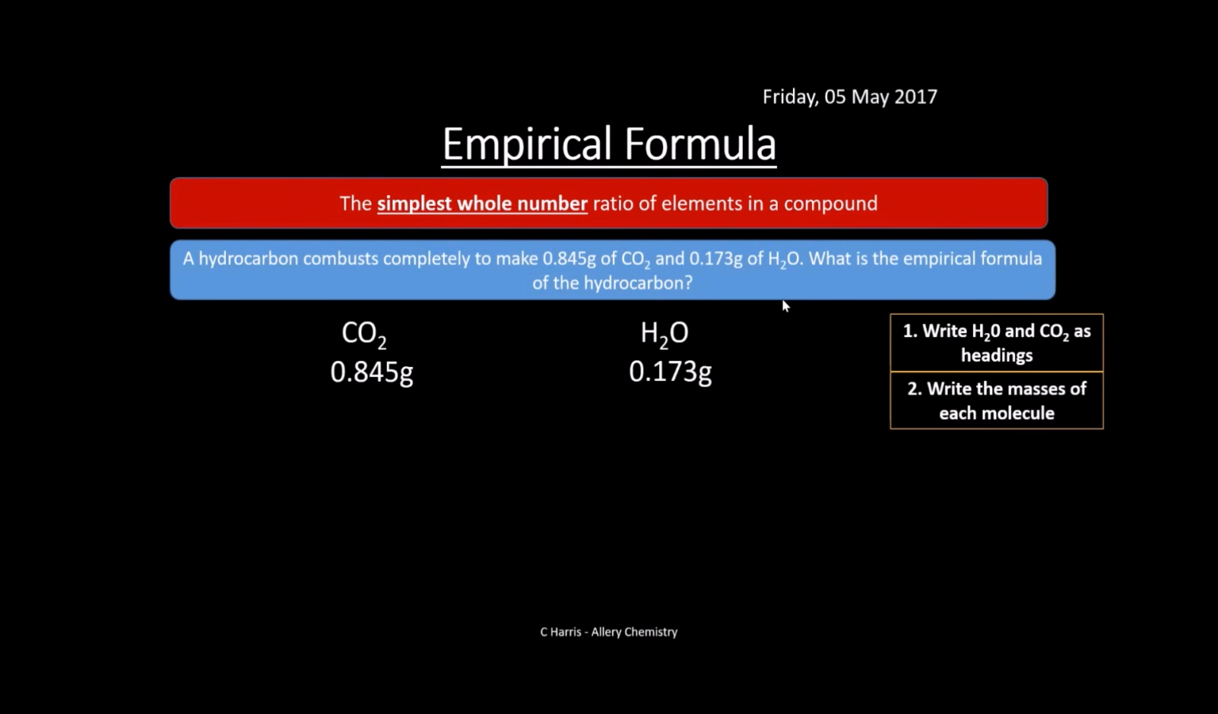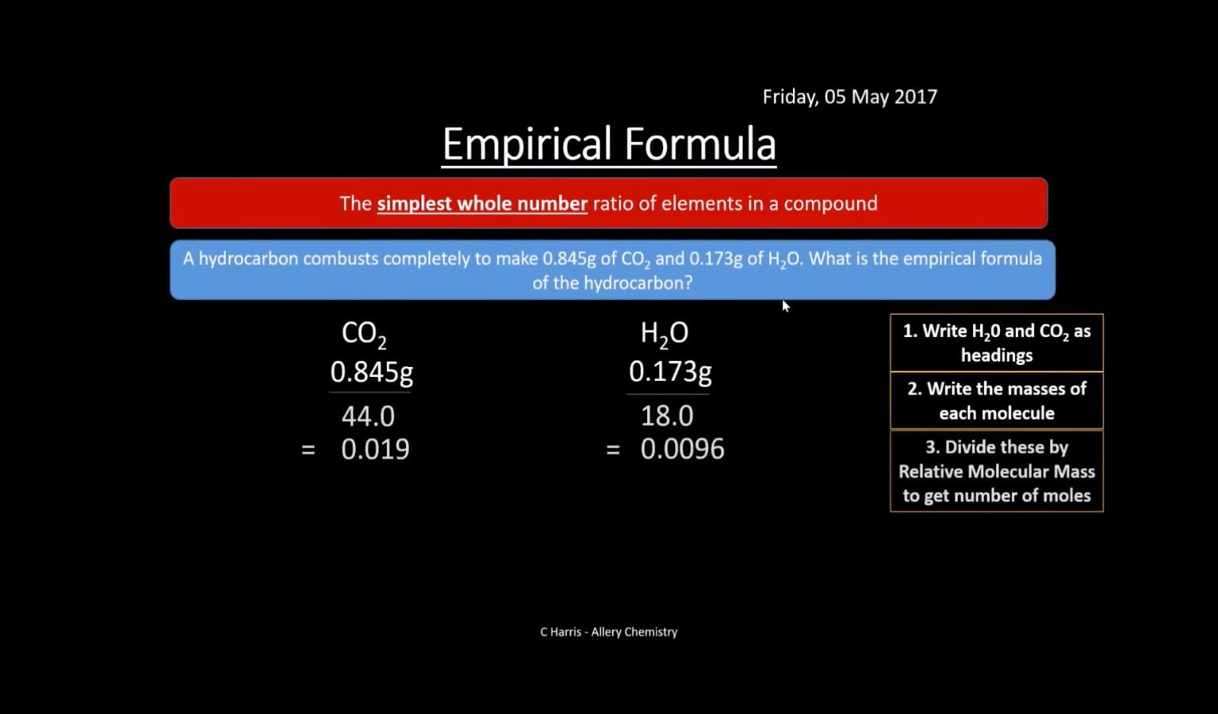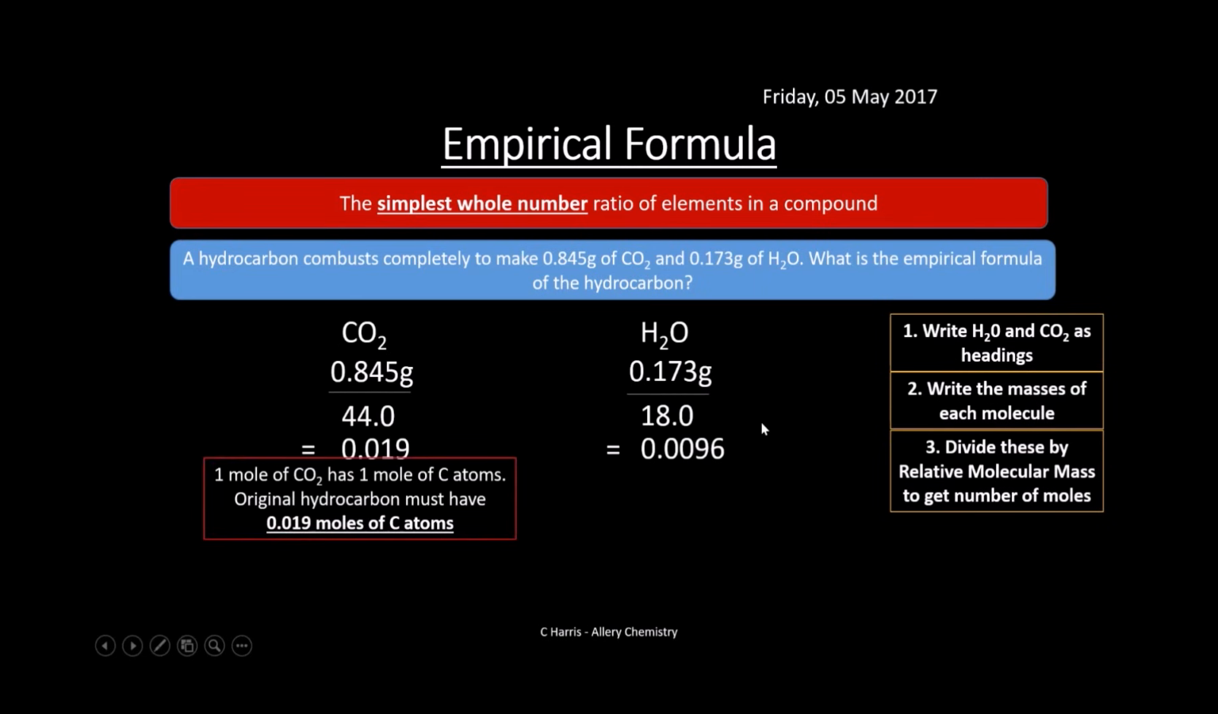Now, if we write down the masses of these, just like we did last time, we've got 0.845 and 0.173 grams. Again, divide each of these by the relative molecular mass. This will get us the number of moles. Relative molecular mass of carbon dioxide is 44, and of water it's 18. So we're going to get 0.019 and 0.0096 of water. Okay, now, this is where it gets a little bit different.